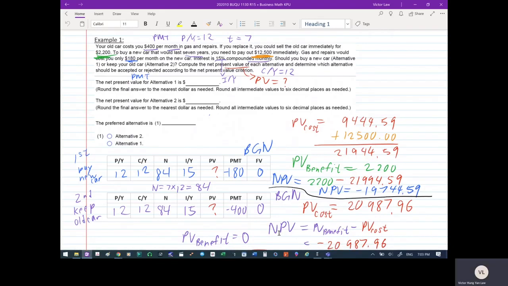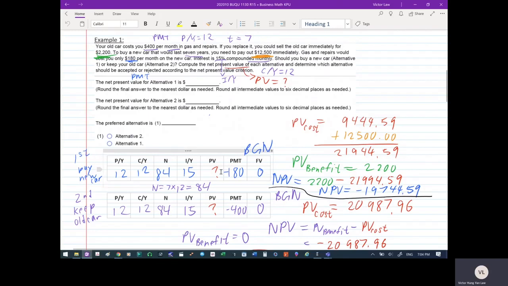In terms of our first option, if we buy a new car, we have to pay $180 per month on the new car. So we have PMT equals negative 180 per month. PY is 12, and the interest is the same: 15% compounded monthly. So 15 IY, 12 CY, and we have the same N for 7 years, so 7 times 12 gives you 84. N is the same, and there's no future value after 7 years. There's no future value in the car.